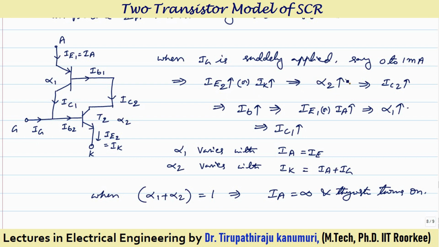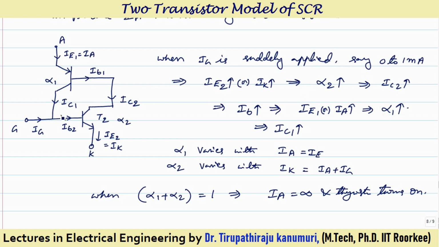When the alpha will increase, automatically what happens? IC2 increases. So this IC2 is nothing but equal to IB1. That means IB1 is increased. When IB1 is increased, automatically IE1 increases and IC1 increases, or we can tell that as IE is increased, automatically the alpha 1 will increase. So we can tell that alpha 1 is also increased. So in one loop the values of alpha 1 and alpha 2 are increased from the current value to some higher value.